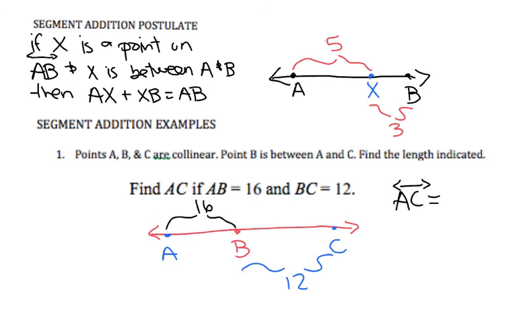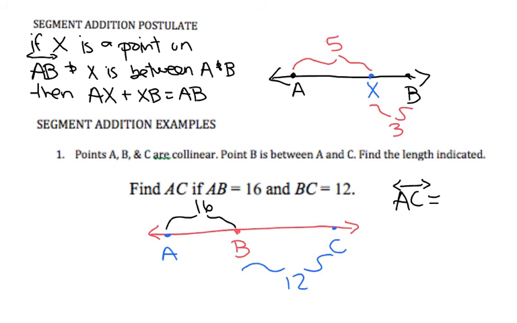All right, now let's talk about segment addition postulate. So kind of getting into a little bit more math-like type stuff with numbers involved. If X is a point on line AB, so I have line AB here and I have point X, and yes, you have to draw this. And X is in between A and B. Then AX plus XB would equal AB.